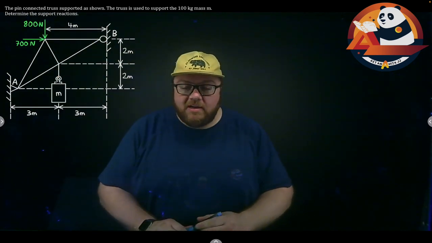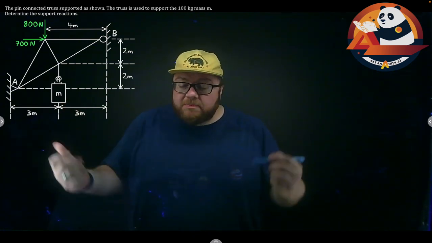I am JJ. Let's jump in and work an example problem. In this one, we have a pin connected truss. It is supported as shown: a pin at A, a roller over here at B. The truss is used to support a 100 kilogram mass here at M. Let's find our support reactions.